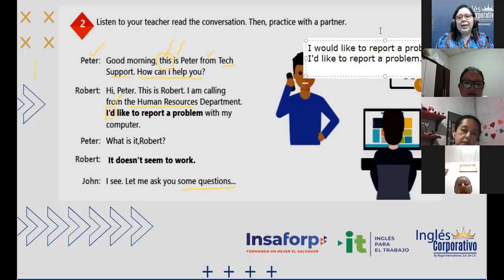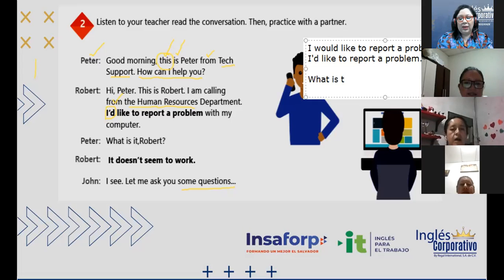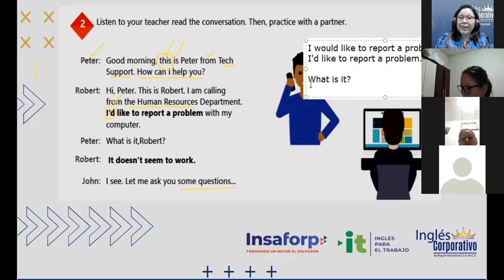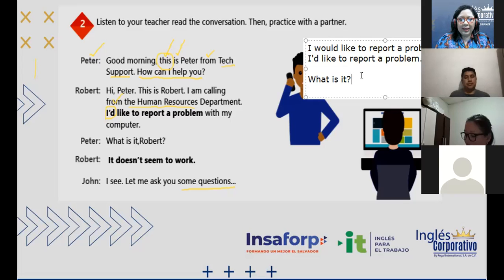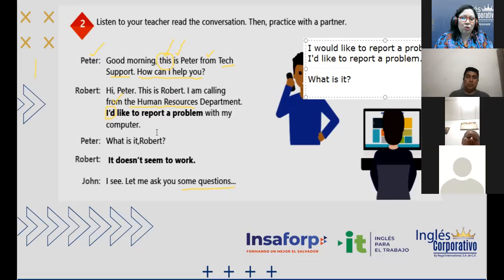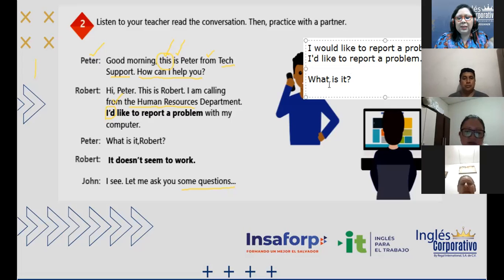What is it? What is it? Es como... el significado es como, ¿y cuál es? Digamos todos, what is it? What is it? Y se puede decir el nombre de la persona que está llamando. Eso es parte de la cortesía, ¿verdad? En el teléfono decimos el nombre. What is it, Álvaro? What is it, Silvia? What is it, Carla? What is it, Vanessa? ¿Qué pasa? ¿Qué es? ¿Cuál problema, verdad? Ok. Bien.